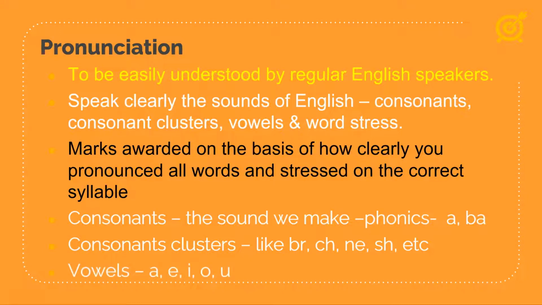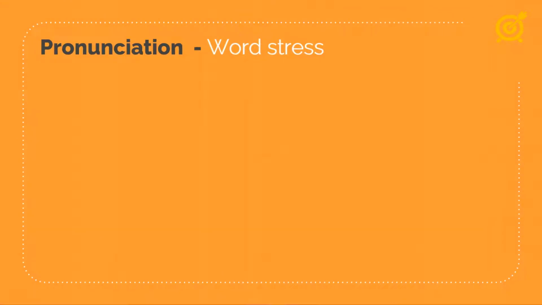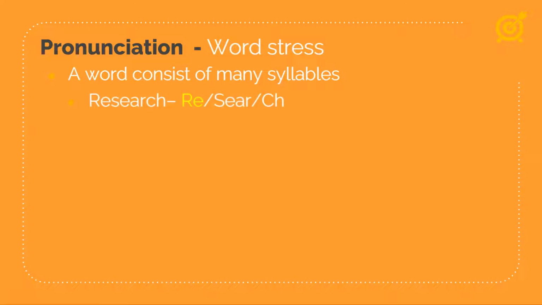Vowels, you must already know, are a combination of 5 alphabets: A, E, I, O, and U. So the next part of pronunciation includes word stressing. Are you correctly stressing on the syllables within the word or not? A word consists of many syllables, as shown here, and you should know which syllable should be stressed on.